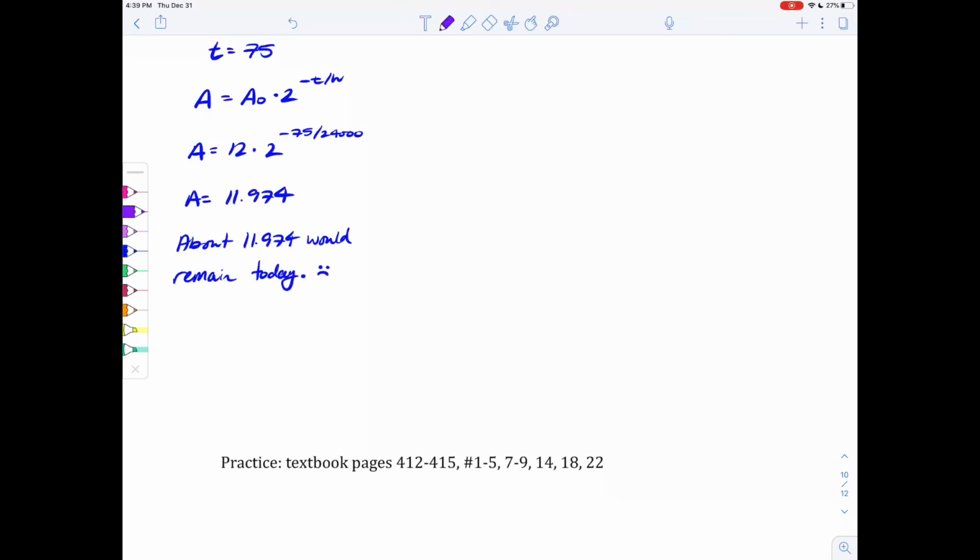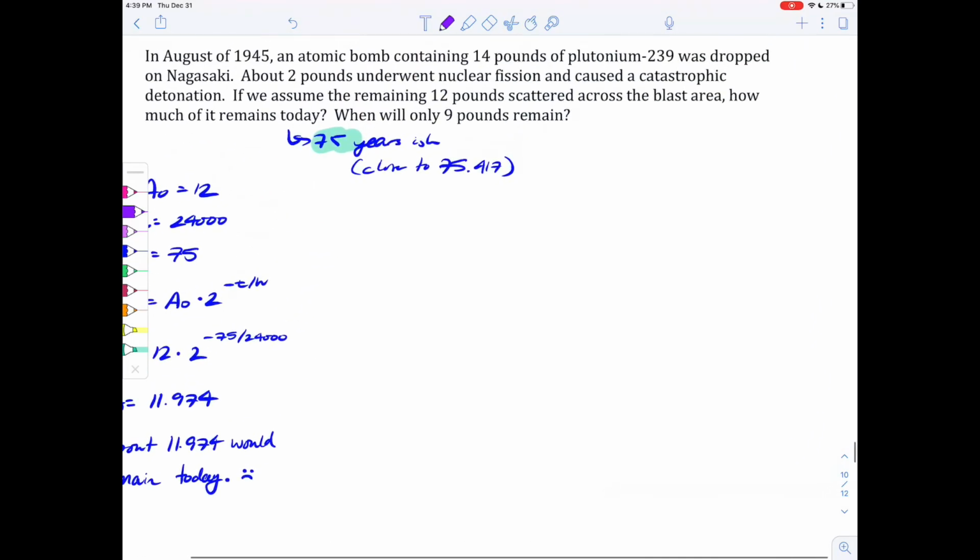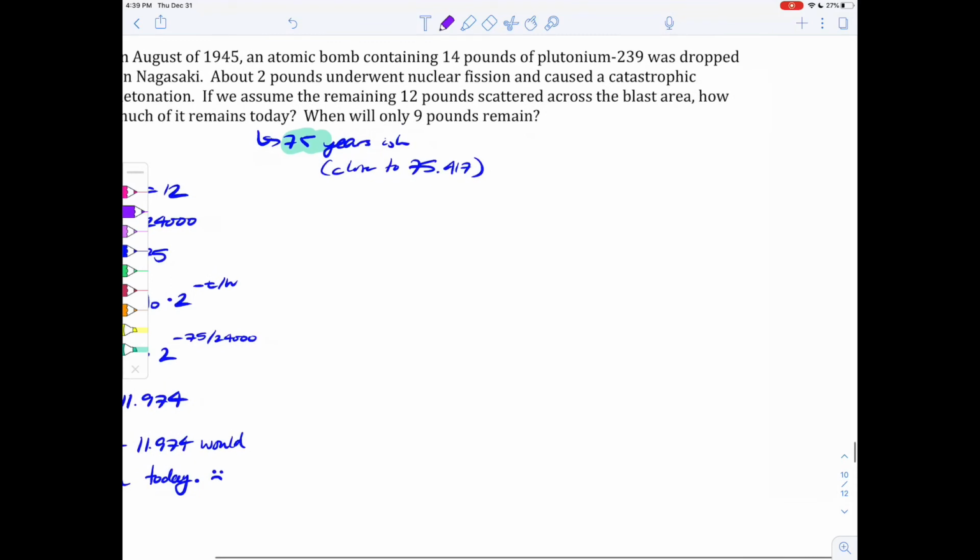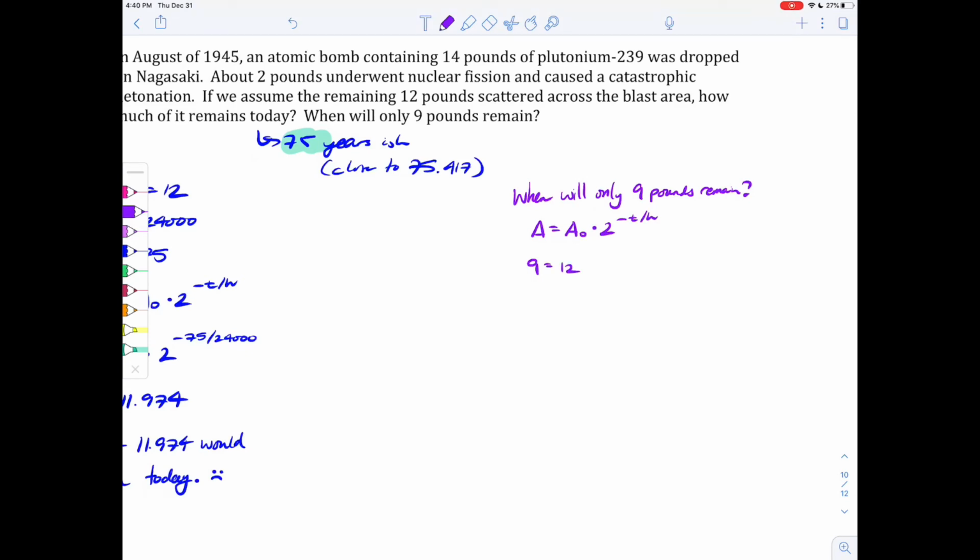It's a lot. But the other part of the question is, when will only 9 pounds remain? And for that, we're going to use that same formula, 2 to the power of negative t over h. And we'll fill in what we know in that case. A in this case is 9. Right? Our final value is 9 pounds. The initial value is still 12 for 12 pounds.